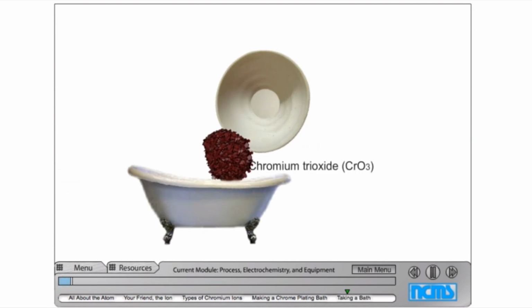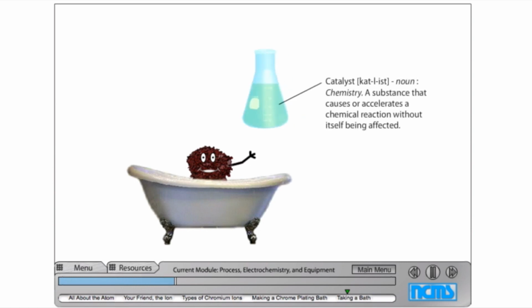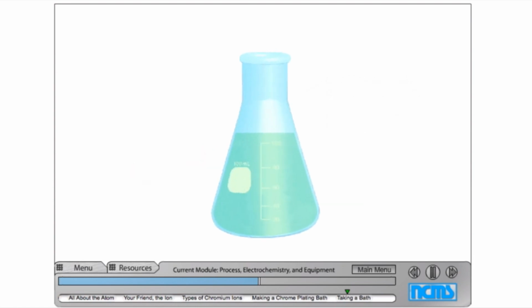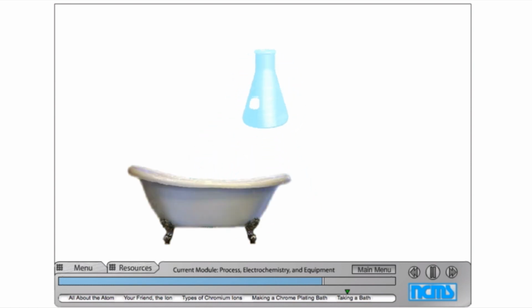So we've poured our chromium trioxide into the water and stirred it up to make chromic acid. But on its own, that's not enough to be a plating bath. Another key ingredient is the catalyst. In chemistry, a catalyst is something that triggers or speeds up a chemical reaction, but isn't consumed or changed in the process. You never have to add more catalyst, but in many cases, including chrome plating, the reaction won't happen at all unless a catalyst is there to give it a push.